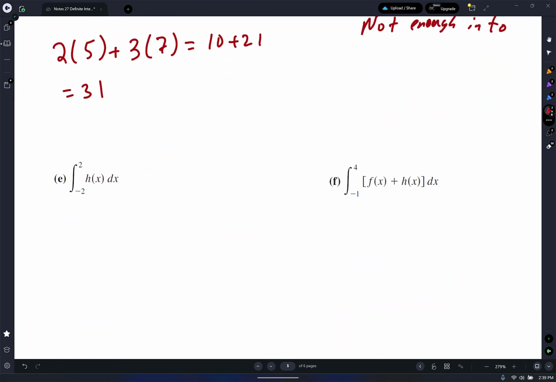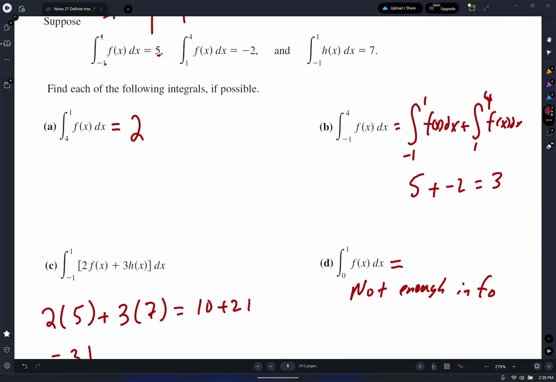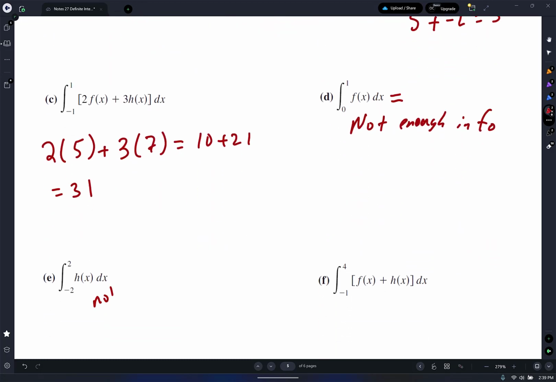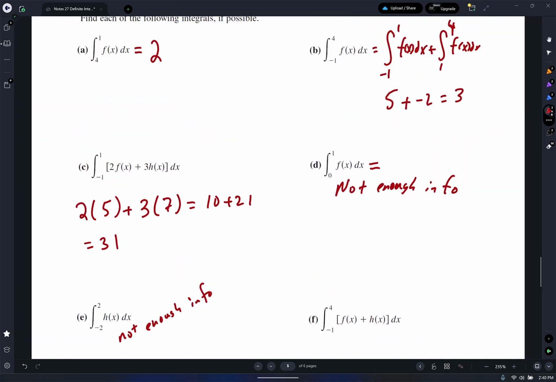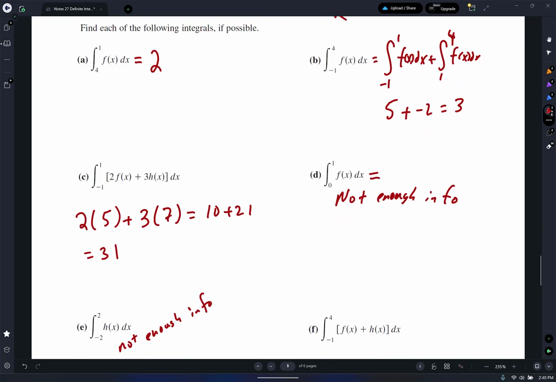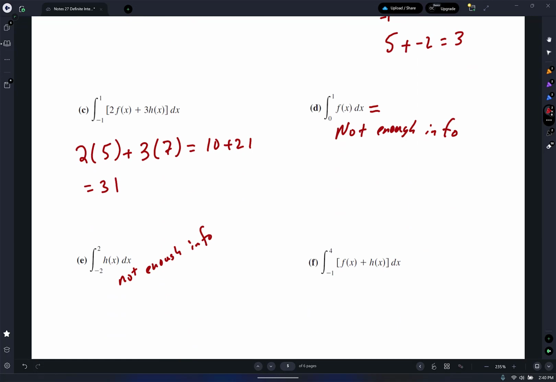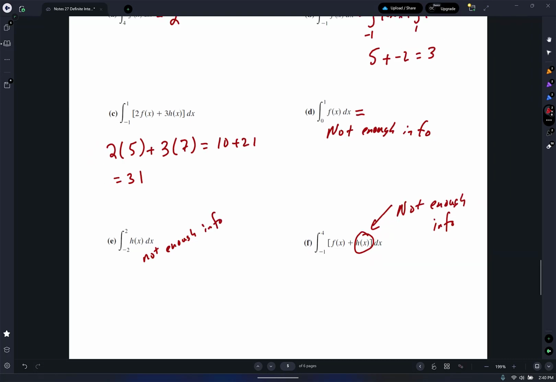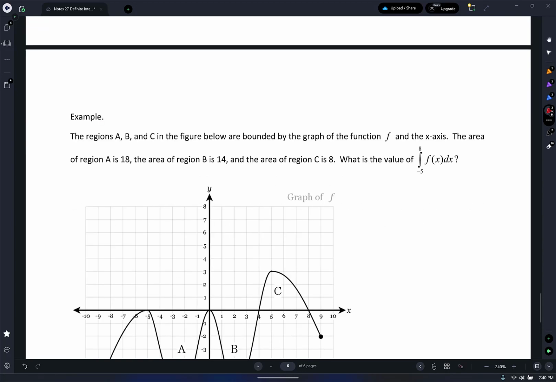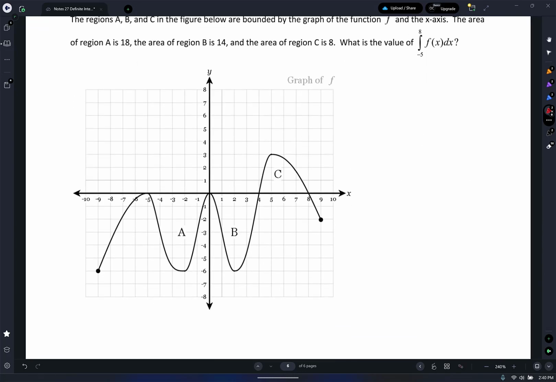All right. Letter E, negative 2 to 2. Do I have enough information for that? Nope. You don't have outside the interval between negative 2 and negative 1 and 1 and 2. Not enough info. And letter F, negative 1 to 4. Yes for that guy, but do I have enough info for letter F? No. Which one is stopping me? The h of x. Not enough info. Cool or not cool? All right. Look guys, we're almost done, and then you guys will know enough to take care of the UH quiz.